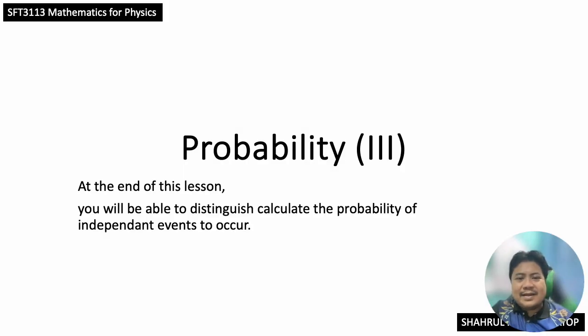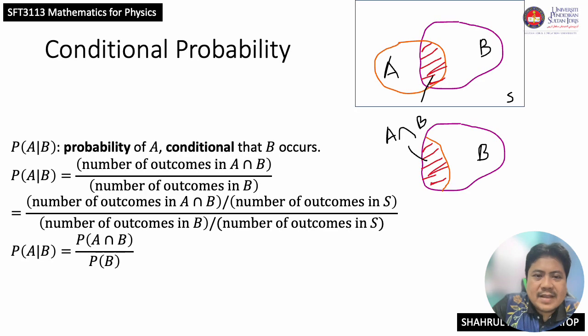Alright. Hi, my name is Dr. Kai. In this third part of the probability, you'll be able to calculate the probability of independent events to occur. So let us learn another concept of probability, which is conditional probability. That means the probability of having something given a condition before. So you are given the conditions and then you have to calculate the probability.